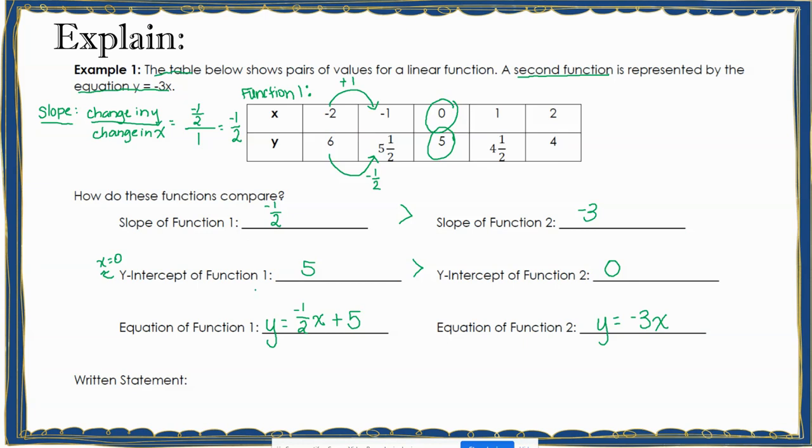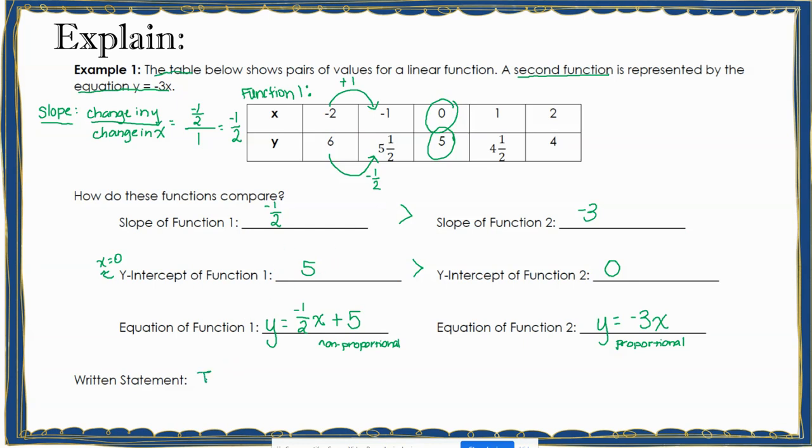Now also let's look at our equations. Our first equation says y equals negative 1/2 x plus 5. Well, we know that this is actually a non-proportional relationship because that plus 5 makes it non-proportional. Function 2 has an equation that says y equals negative 3x. Well, since there's nothing being added or subtracted, then this is a proportional relationship. So we can use all of this information to compare our functions.